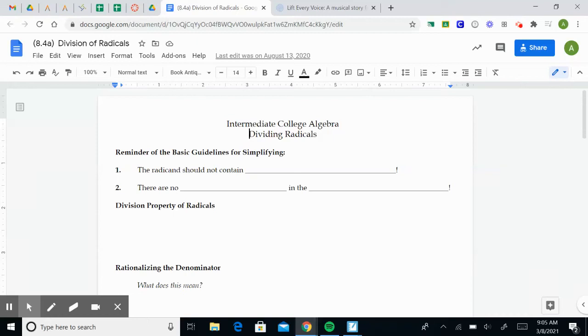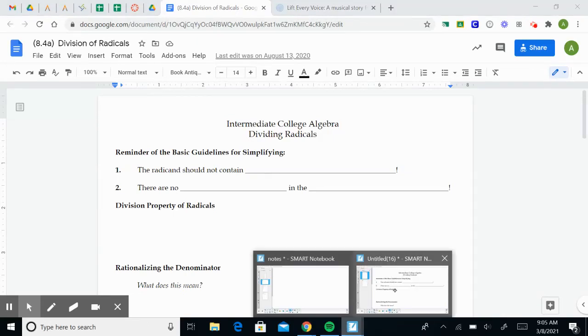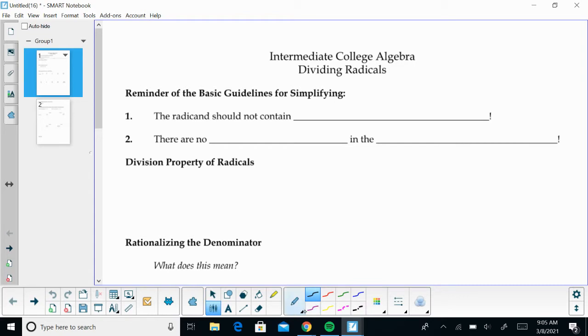Hey everybody, this is lesson 8.4, dividing radicals. So the first thing we need to talk about is a couple things to remember.